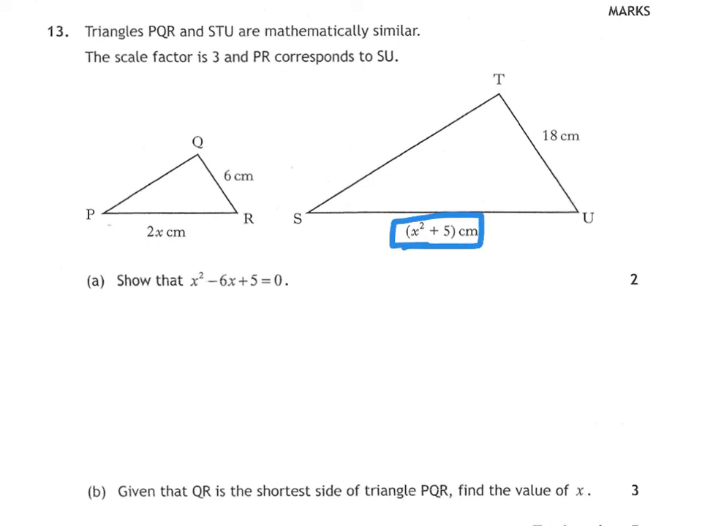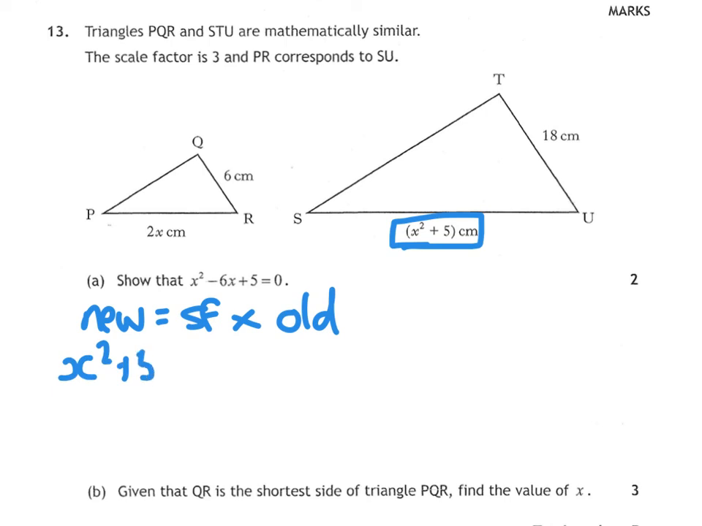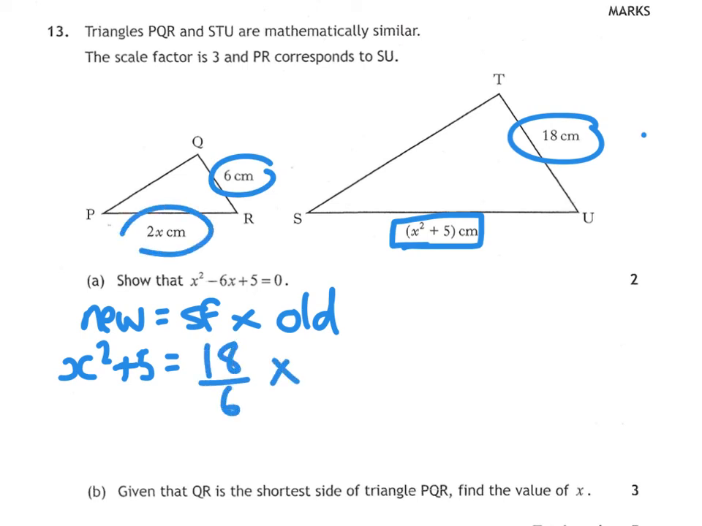My scale factor, so I would have said, right, new equals, it's just talking about length, so it's just scale factor times old, all right? So my new length is the bit I've put the square around. So my new length is x squared plus 5. My scale factor is big over small, or new over old, is 18 over 6 times, and the old length was 2x. So that's me kind of set up using a general formula. Then that gives me x squared plus 5 equals 18 over 6 is just 3. 3 times 2x is 6x.